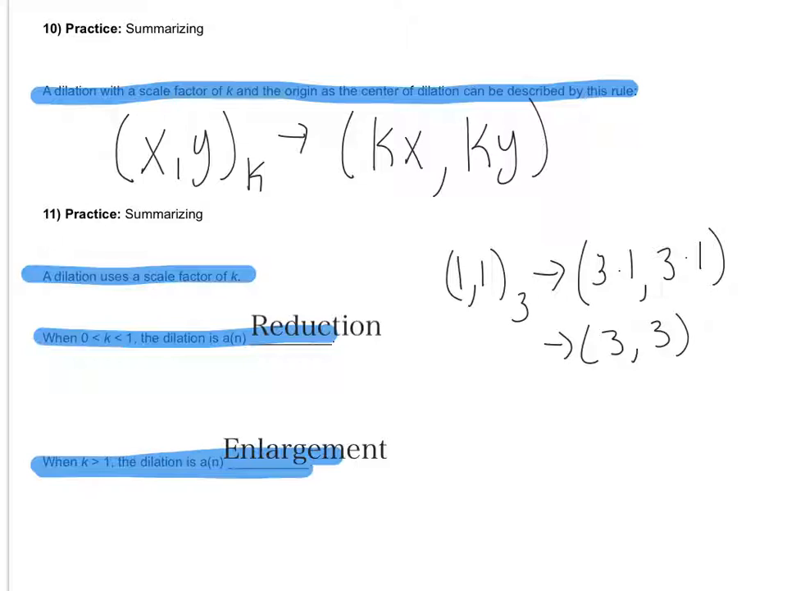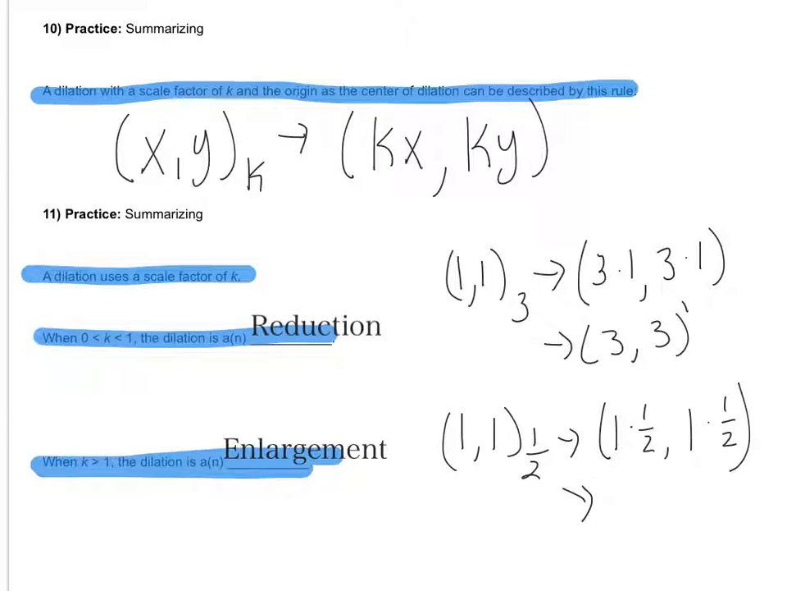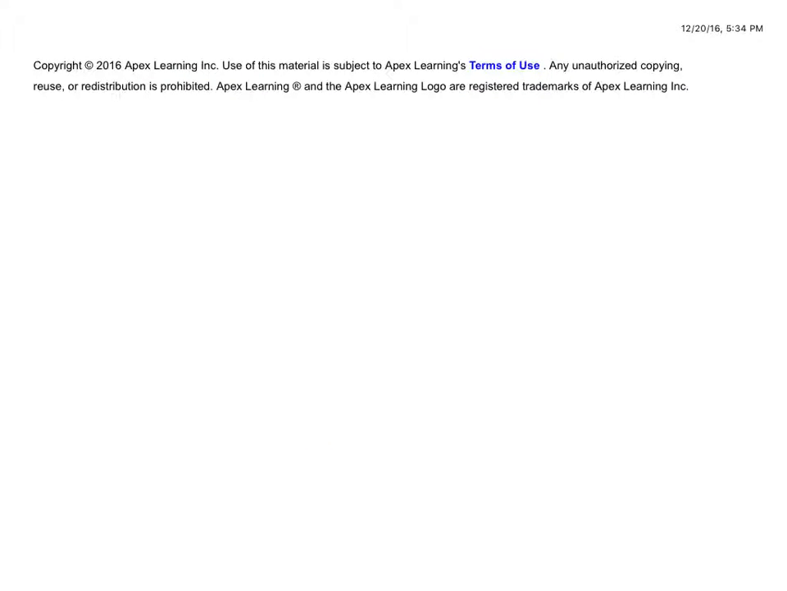Now I'm going to put a prime right there because that's my final image. Let's say I take that same pre-image point and I want it to be half the size. So it's going to get smaller. What's going to happen is that we'll have 1 times a half, comma, 1 times a half. And anything times 1 is just itself. So my new point is going to be half, comma, half. And that would be the coordinates of my point. Or it could be 0.5, 0.5 if you want to do decimals.